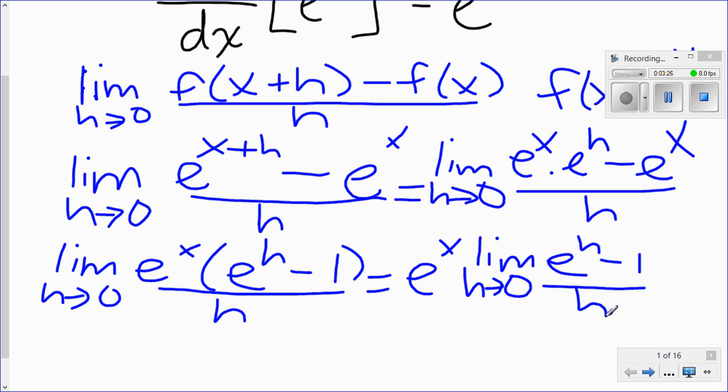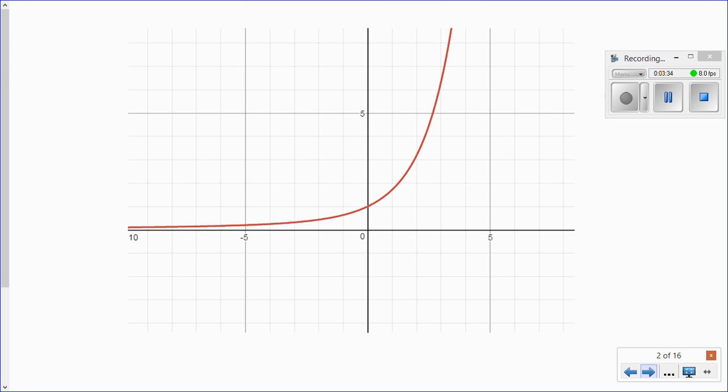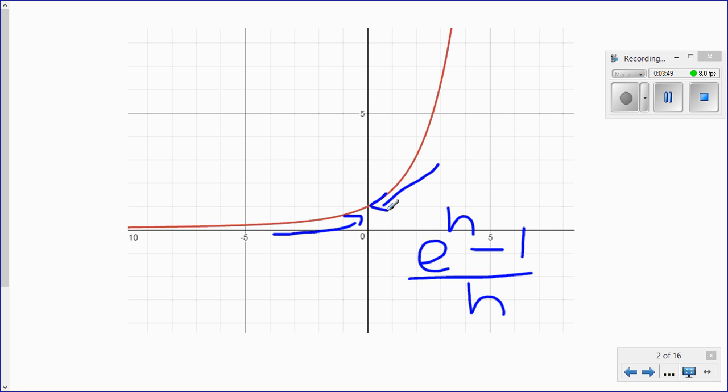Now to evaluate the limit as h approaches 0 of e to the h minus 1 over h, we're just going to look at the graph. So this is actually the graph of e to the h minus 1 all over h. So you can see as x approaches 0 from the left and from the right, y is approaching 1. So the limit as h approaches 0 is equal to 1.